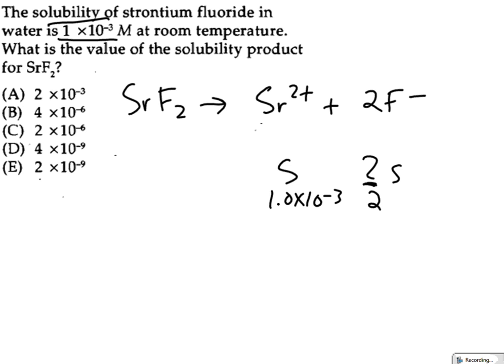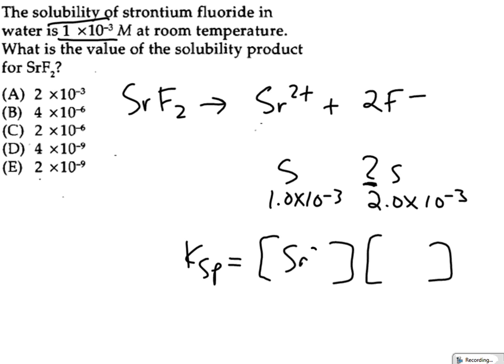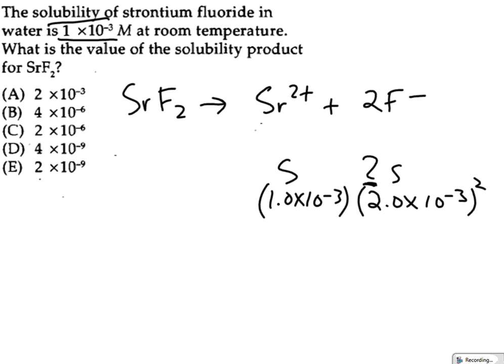I do that first, then I go to my Ksp expression. Sr2 plus is to the first, F minus is to the second. So ultimately what I have to do to solve is I take this and I take this. This has to be squared. When I square this, 2 times 2 is going to be 4.0, and then for the exponent, you just multiply, so 2 times negative 3 gives 4.0 times 10 to the negative 6.